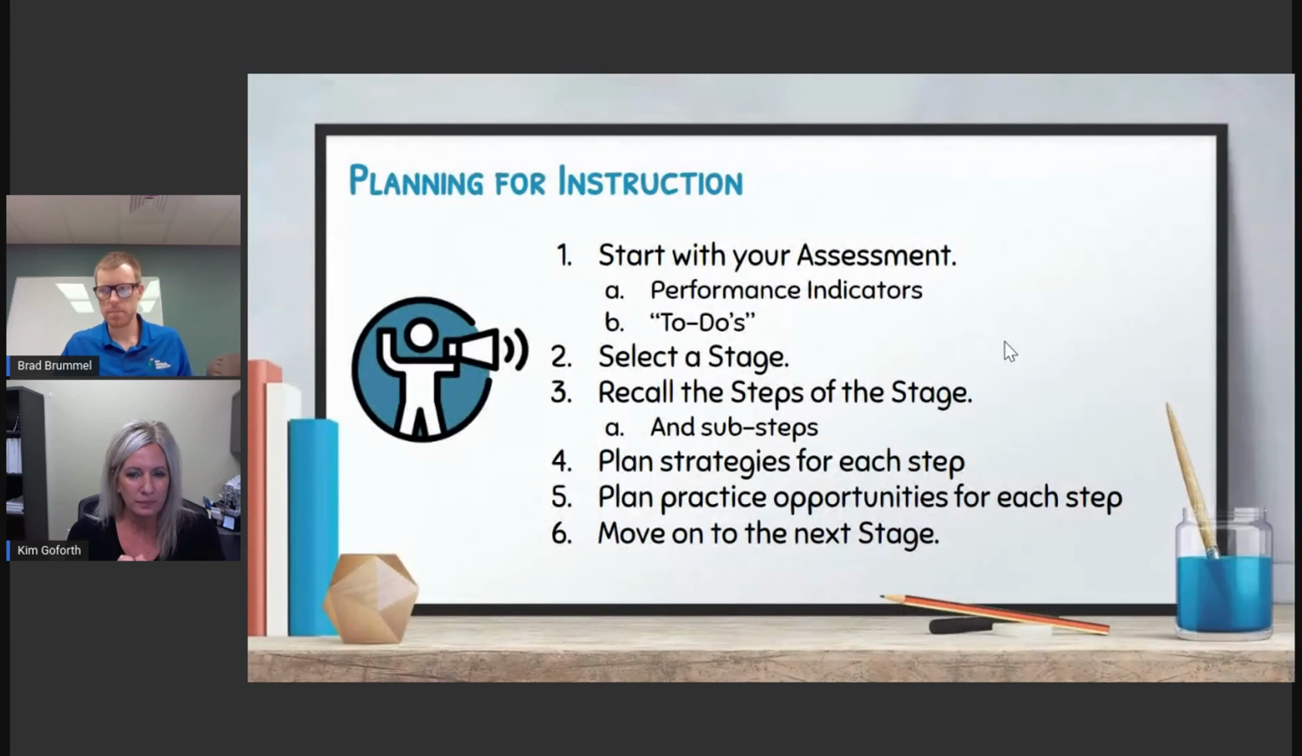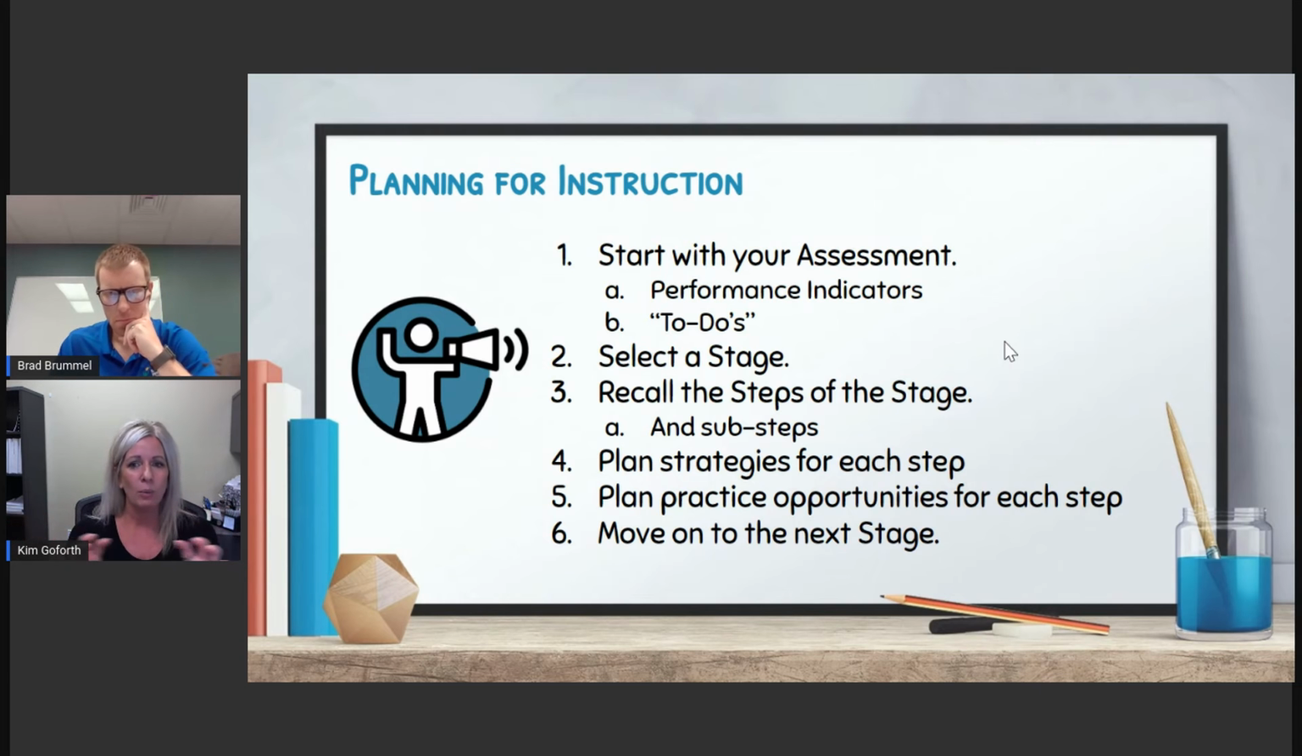Great point. All right, so let's really talk about planning. As we look at planning our instruction, this is just a high-level overview. Again, we start with our assessment. We look at the performance indicators, look at the to-dos. And then I think in this particular skill set, we have to pick a stage. So is this going to be directed towards advocating for themselves, or is it more of a communal advocacy skill or activity? Then go back and review those steps.